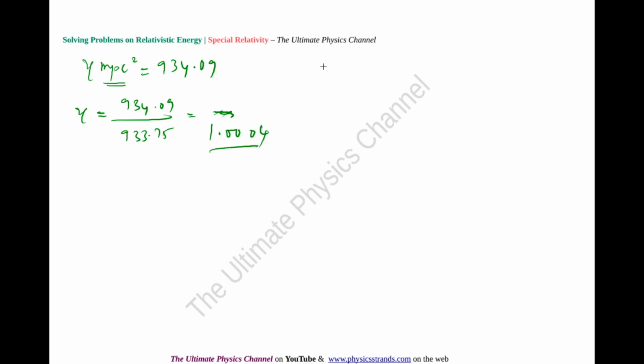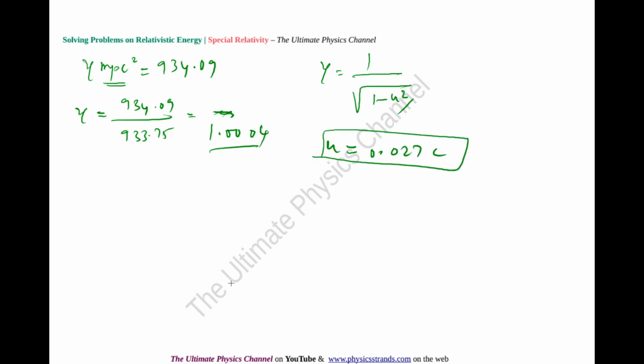Now once we know this, we can use the expression gamma is equal to 1 over square root of 1 minus u squared over c squared and calculate the speed of the proton. In this case, that turns out to be 0.04027c. So the steps are repetitive, so I'm not working them all out here. Right, let's move to the next one.